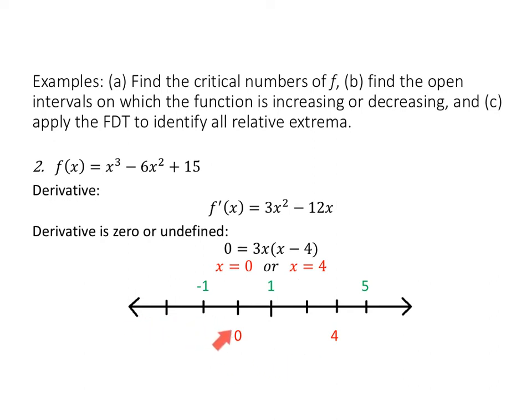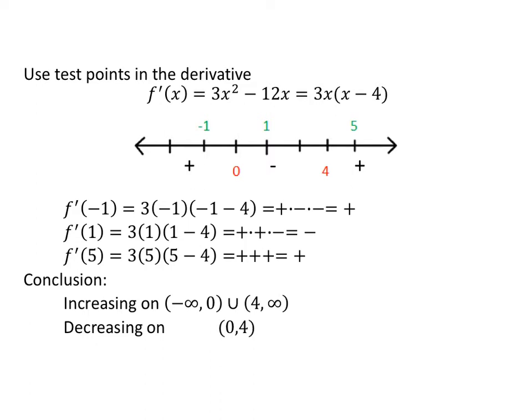Pick any value to the left of 0, any value between 0 and 4, and any value to the right of 4 as my test points. Now, because we don't care about the numbers, sometimes when we have a factored form, it's easier to test just the signs. And this is a sign chart. The 3 is always a 3. The x depends on what we substitute, and then the x minus 4.